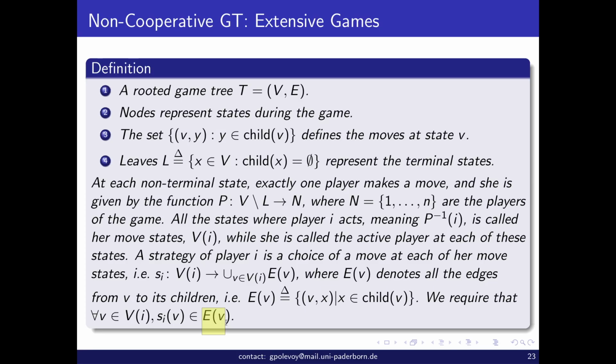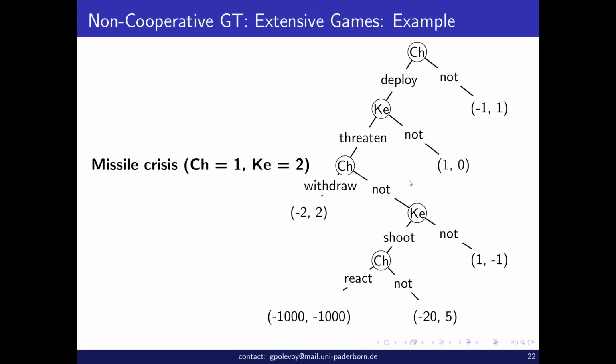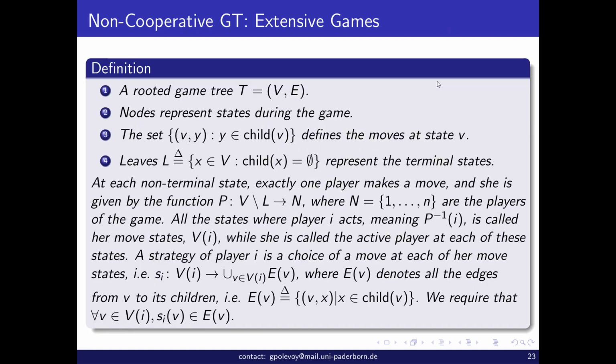Not any move. You cannot say that in the beginning, in the root, Khrushchev says that I'm going to act withdraw, because that's not a possible move here. Here you have deploy or not. So the function of Khrushchev does what he does here, here, and here. But it needs to fulfill that at each point it only gives one of those options that exist there. So I have simply written formally all this story.